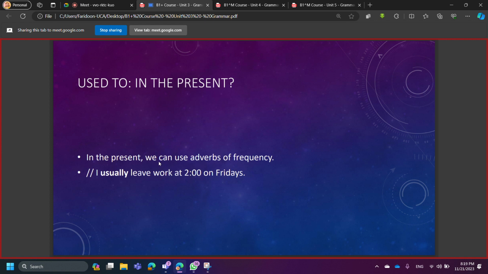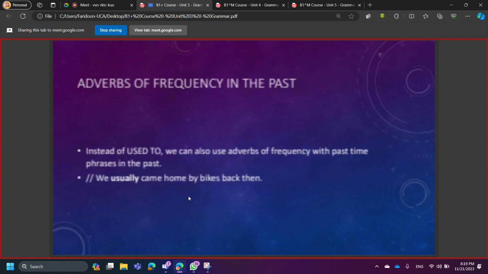So in the present, we can use adverbs of frequency. Okay? For instance, we have an example in here using "usually." I usually leave work at 2 on Fridays. This is a habit, but this is not a past habit. This is a present habit. So that's why it's very important to know that "used to" in the present doesn't really work. That's why we have a workaround, and that workaround is using adverbs of frequency.